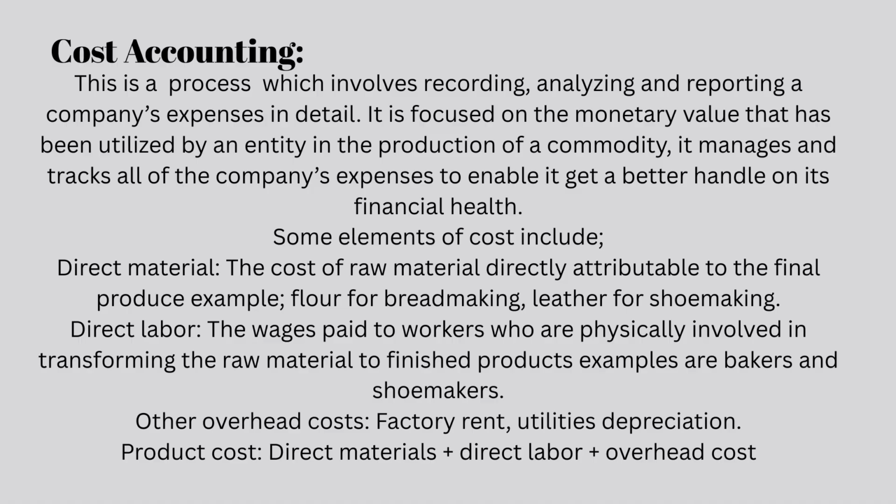Then we have the direct labor. Direct labor, these are the wages that are paid to workers who are physically involved in transforming those raw materials that were purchased into finished products. Then we have other overhead expenses. So other overhead expenses include cost of utilities, factory rent, depreciation. So like these are other costs that go into the production of those products.